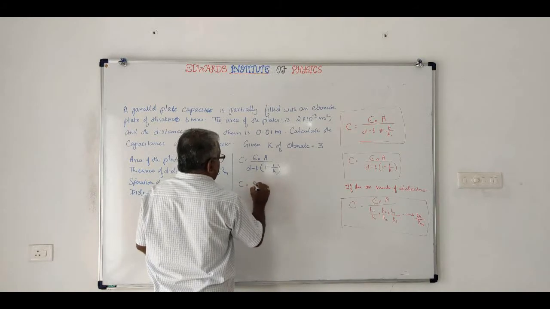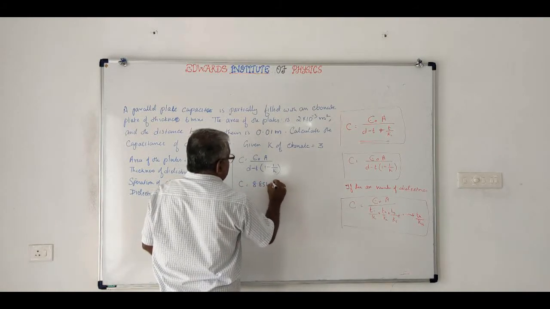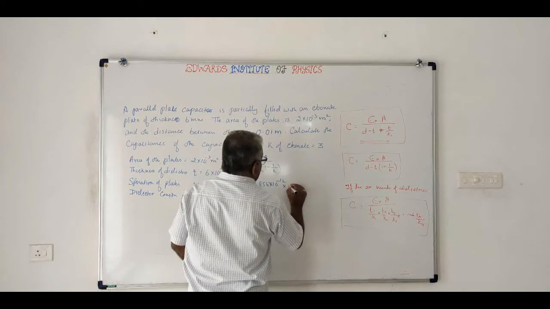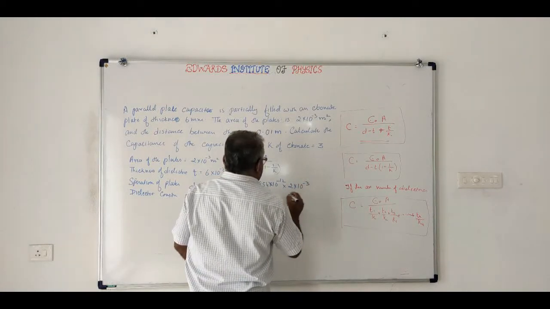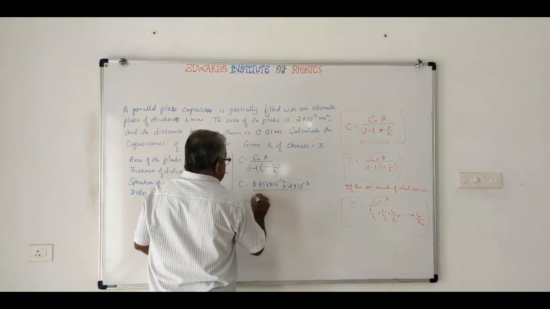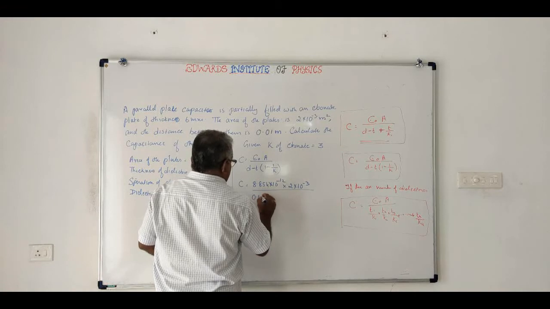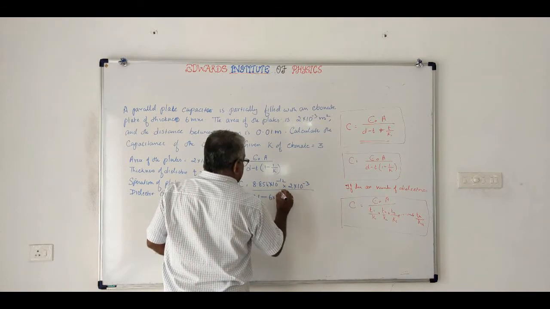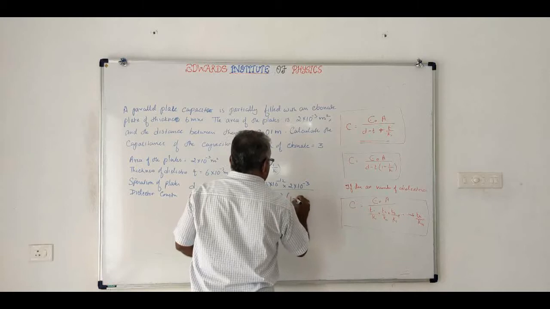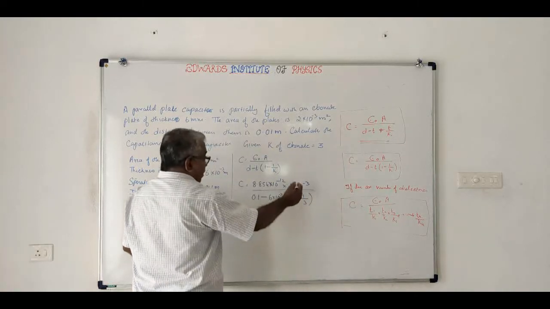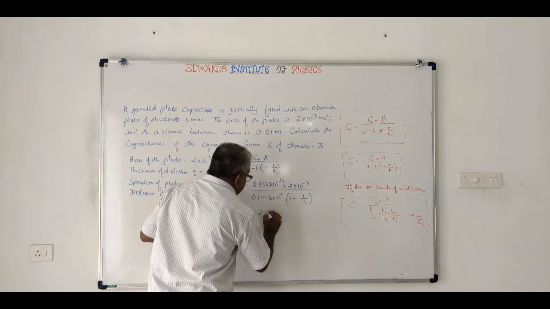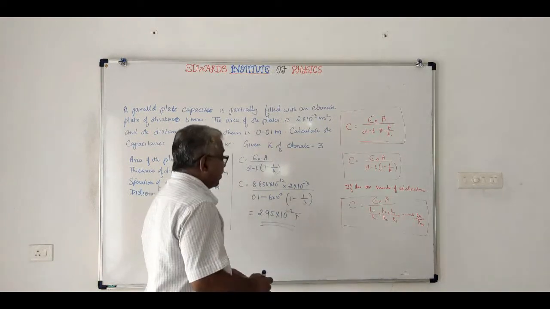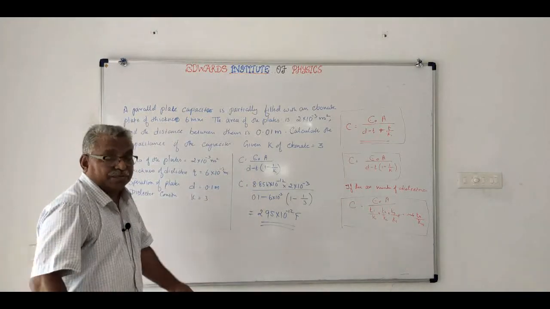C will be equal to 8.854 into 10 raised to minus 12, that is the value of epsilon 0, into A. Area is 2 into 10 raised to minus 3, divided by, what is D? 0.1 minus 6 into 10 raised to minus 3 into 1 minus 1 by 3. You can calculate it, and the value of this will be 2.95 into 10 raised to minus 12 farad, or 2.95 picofarad. That will be the answer. Note down.